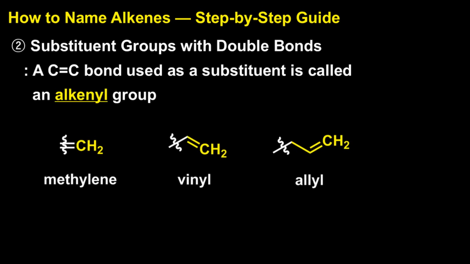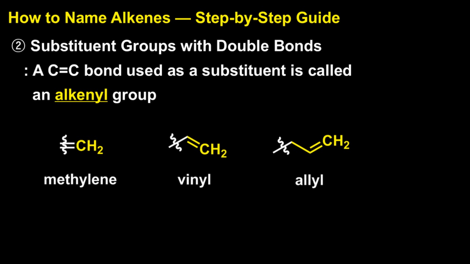Before we wrap up, there's one last thing I want to mention. Sometimes, a carbon-carbon double bond doesn't show up in the main chain. Instead, it appears as a side group. When that happens, we call it an alkenyl group. There are a few common ones you should know. First, methylene. That's just a CH2 group with a double bond.